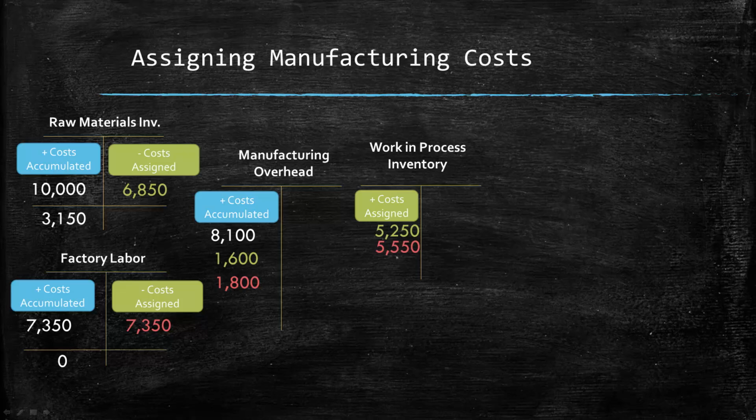And if we look at our account then, we will assign the costs out of manufacturing overhead and into work in process inventory. And we may have some overhead left over in the account, and that's fine because we have actual costs that are coming in, but we're assigning costs out based on that predetermined overhead rate.